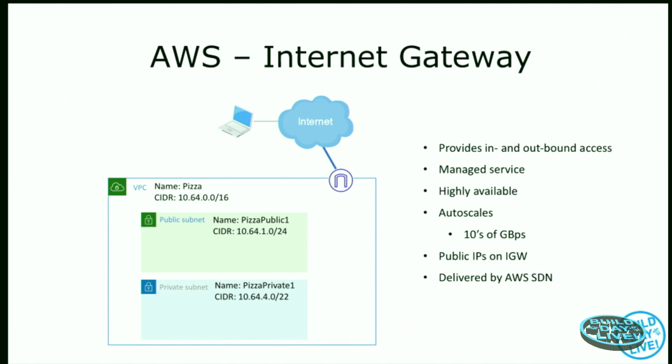The internet gateway is a managed service delivered by AWS, and it provides inbound and outbound internet connectivity for our VPC. Highly scalable, high performance, unbelievably high potential network throughput. This really is just part of AWS's software-defined network, and it allows huge bandwidth. So it's totally controlled by AWS. You just basically put it in place, and that's it.